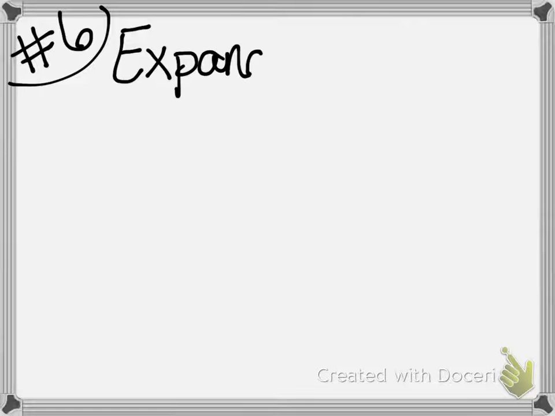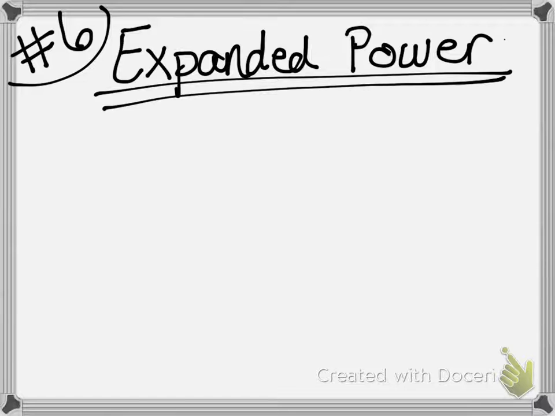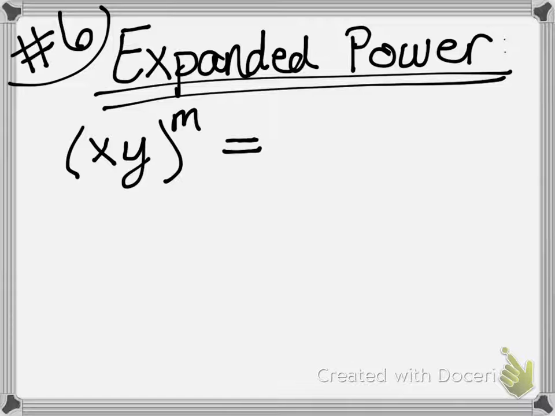Two more rules. Number 6. We just had the power rule. Now we're going to expand that power. It is pretty much the exact same thing as the normal power rule. The only difference is inside the parentheses, we're going to have more than one thing, not just an x. We're also going to have a y. And the expanded power rule just basically says everything in parentheses gets that exponent.